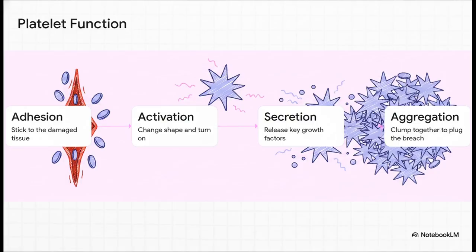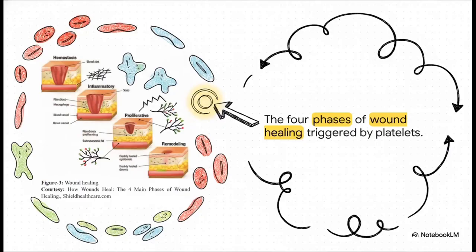First up is adhesion, where they stick to the damaged tissue. Second is activation, where they physically change shape. Third is secretion, releasing adhesive proteins and growth factors. And finally, aggregation, where they clump together to physically plug up the breach. These specific platelet actions actually fit into a much broader timeline of tissue repair.